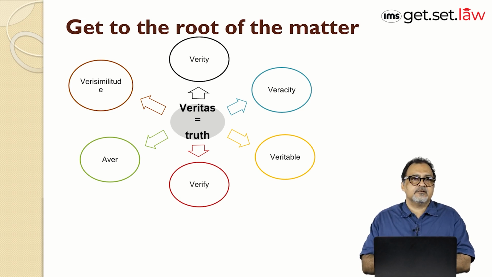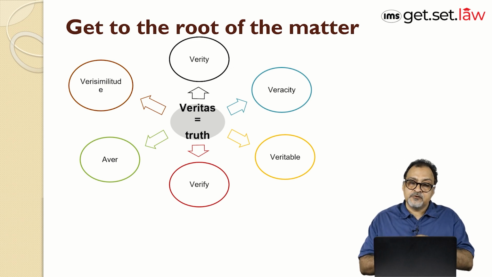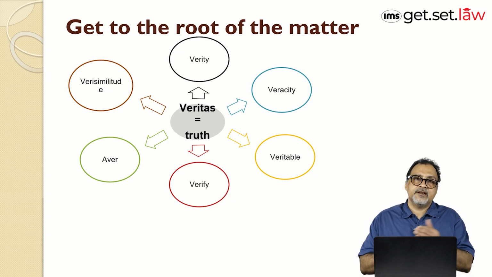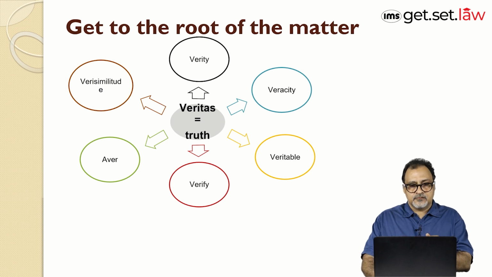So these words on your screen are from the same root. Verity, truthfulness. Veracity, another word for verity, truthfulness. Veritable, something that can be verified to be true. Verify. Verisimilitude, we just discussed this word. Aver, aver means to state confidently. When will I state something confidently? When I know that this is the truth. So aver means to state confidently, and it is because I know this to be true.